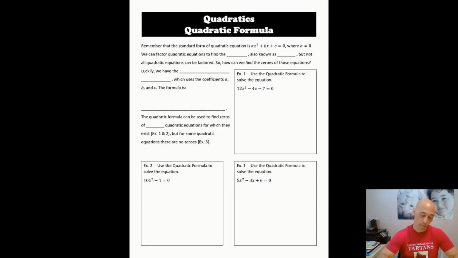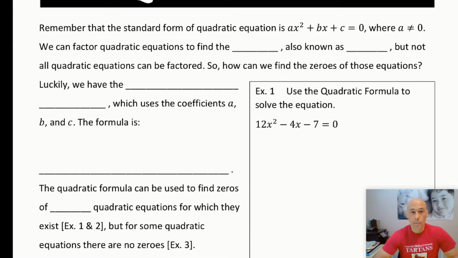Quadratics, quadratic formula. Remember that the standard form of quadratic equations is ax squared plus bx plus c equals 0, where a does not equal 0. We can factor quadratic equations to find the zeros, also known as roots.